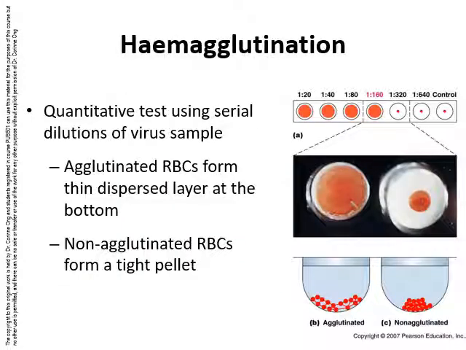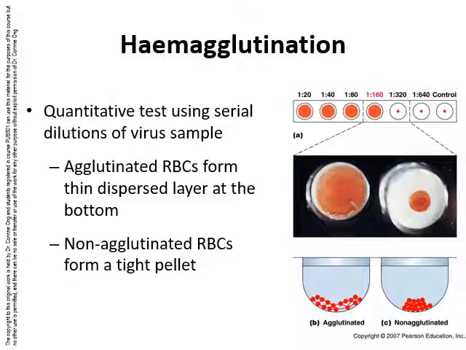Hemagglutination can be a quantitative test to determine the amount of virus that is present. When red blood cells are agglutinated, they form a thin, dispersed layer at the bottom of the well. Serial dilutions of the virus can be prepared and added to the red blood cells in a series of wells. When no agglutination is obtained, the virus titer can be determined.